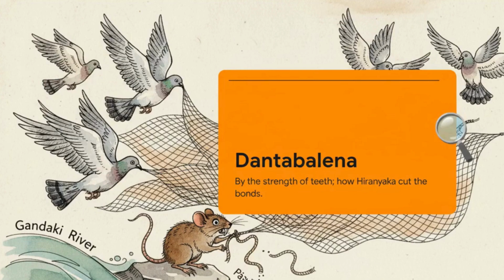So, the pigeons fly the net all the way to the Gandaki River to find Hiranyaka. But how on earth does a tiny mouse free an entire flock of birds? The key vocab word here is dantabelana. This means by the strength of teeth. A really quick mnemonic for your exam, just focus on the root danta, like dental. Hiranyaka uses his sharp teeth to expertly cut the bonds and finally free Chitragriva and his followers.